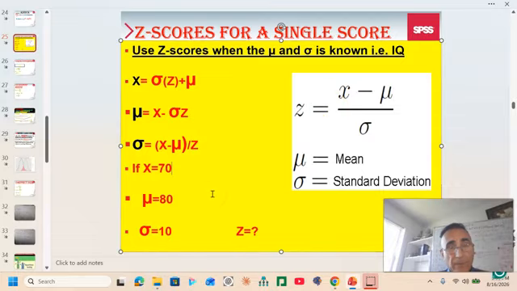If you have a problem, let me know. Okay? So you can see the symbol mu goes right there, and that x, x is 70. So your score is 70. If x, your score, is 70, minus mu, which is 80, divided by the standard deviation, which is 10, what would be your z?